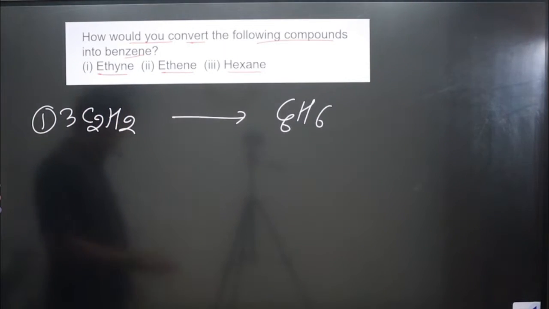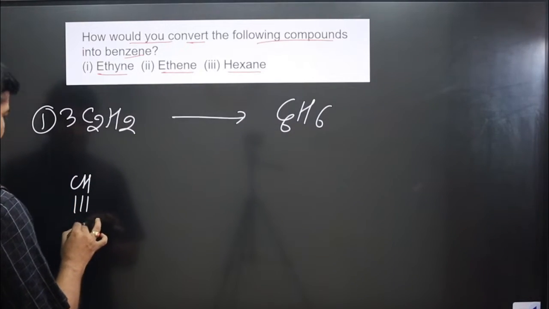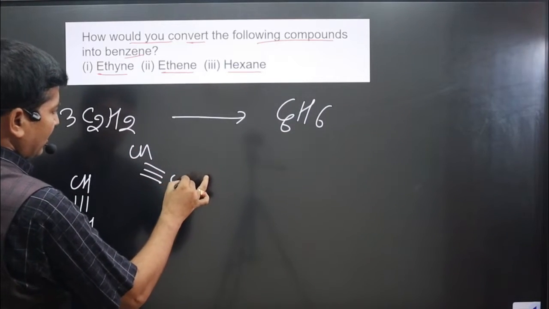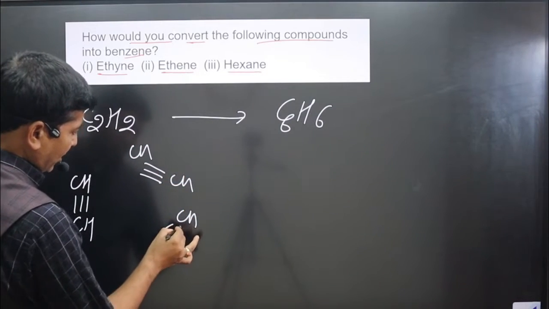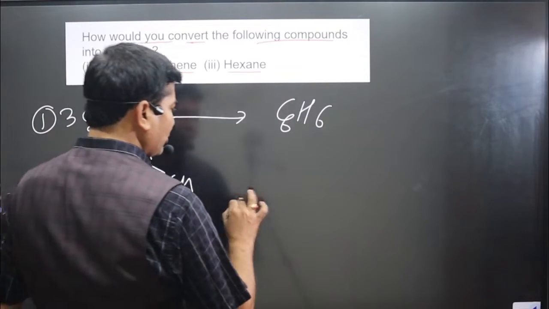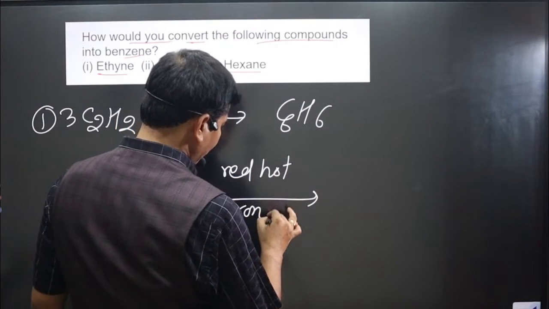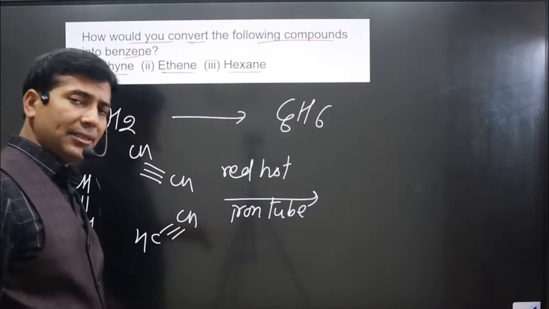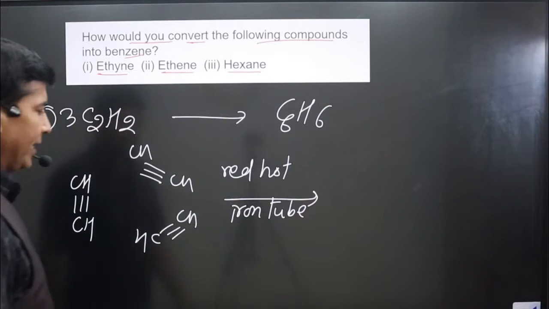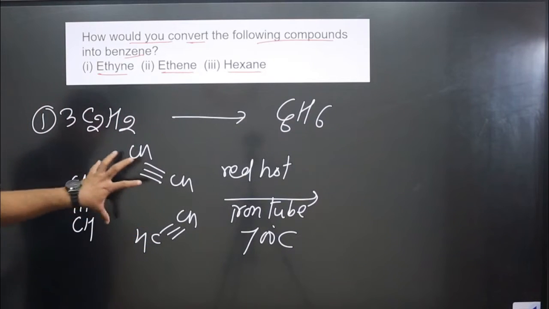How the conversion takes place, pay attention very carefully. I take one molecule of ethyne, CH triple bond CH. Next we have another molecule, CH triple bond CH, and then a third molecule, CH triple bond CH. All these molecules are kept in a red hot iron tube, where they undergo condensation and convert into a benzene ring. They condense together and the temperature is maintained at 700 degrees Celsius, a very high temperature.